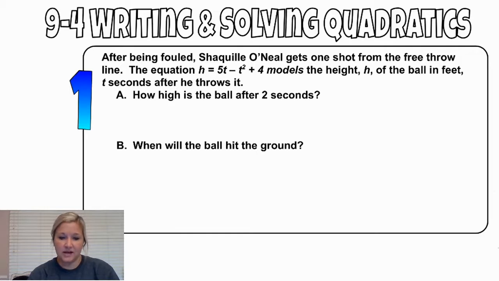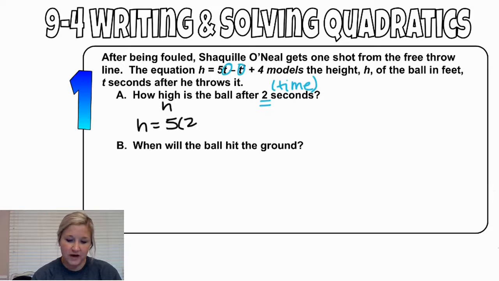Well, since we're talking about seconds, which is a reference to time, that is going to be plugged in for t. So I'm going to replace 2 everywhere I see t in my equation. That will give me the height, which is h. So I'm going to have h is equal to 5 times 2 minus 2 squared plus 4. So plugging that into your Desmos calculator, you can plug that in. Just don't plug in the h equals part. You just start with the 5. And so therefore you would get a height of 10 feet.